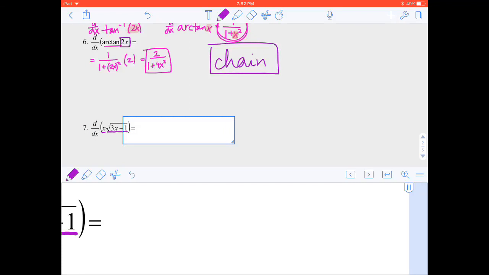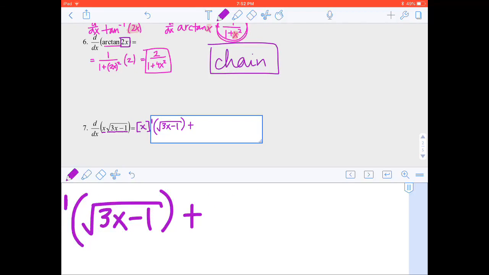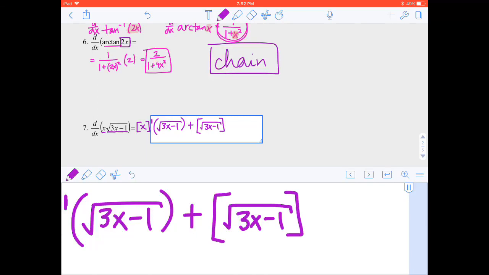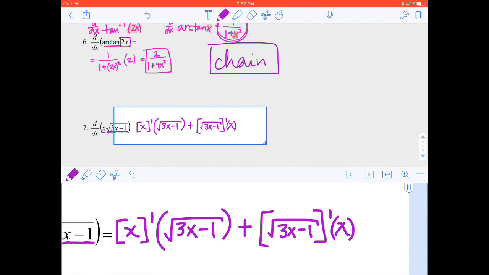So I'm going to start out with that product rule that says take the derivative of the first function, but I'm just going to do the same thing like I did last time and put a little reminder that I'm going to take that derivative times the second function. So my second function is root 3x minus 1, plus the derivative of the second function. So I'm going to take the derivative of root 3x minus 1 times the first function, which is just x. Okay, so that is my whole product rule.